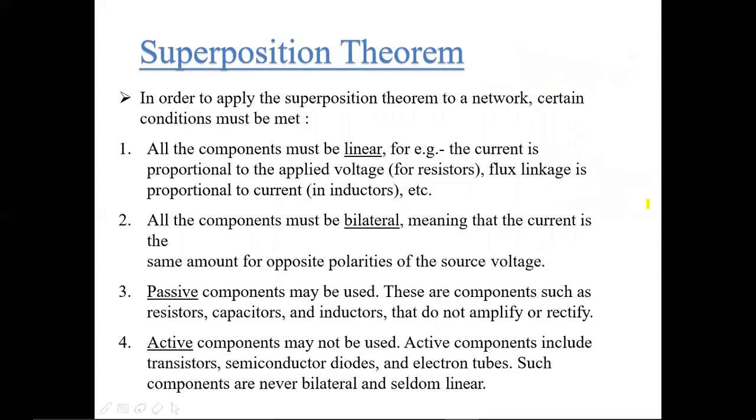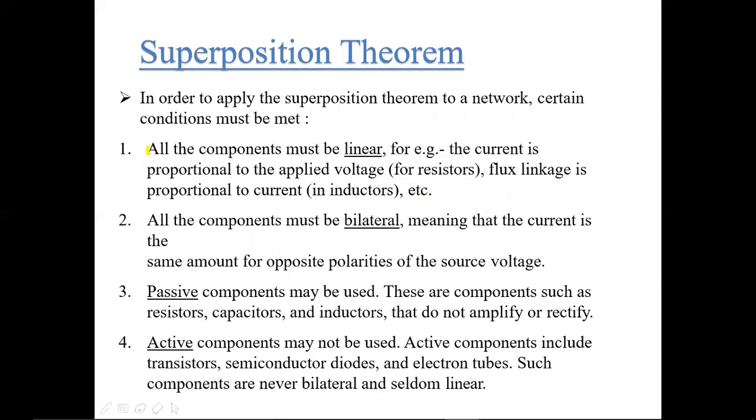Next, all components must be linear. So that is the first rule. All components must be linear. For example, the current is proportional to the applied voltage for resistors, and flux linkage is proportional to the current in inductors. So this is linear, as you already know, for resistors, inductors, and capacitors. V is proportional to C, right? Charge is proportional to V. Same, etc., means the capacitor term comes into the picture here.